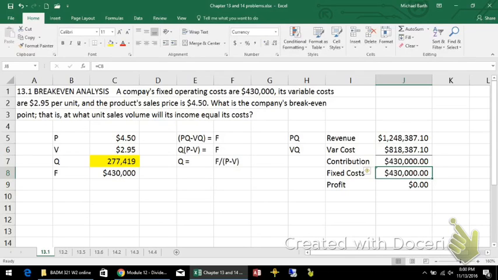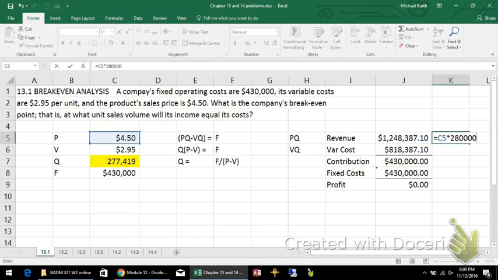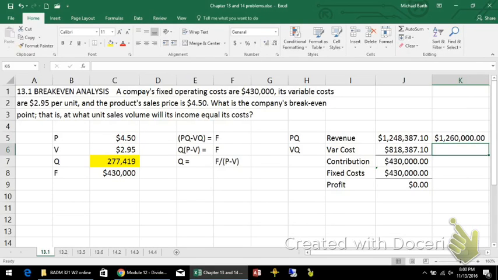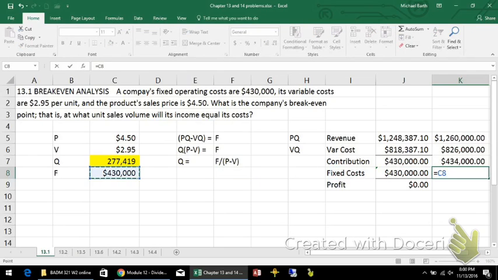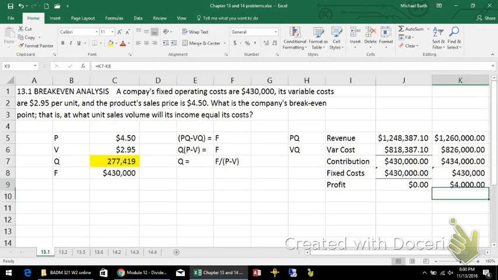Now if you sold more units than that, for instance, if I sold 280,000, that times 280,000 would give me that revenue. The variable cost would be $2.95 times 280,000. So that would give me a contribution of $434,000 and a positive profit. So the break even is simply the point in time where we need to sell this many units in order to pay for those costs.